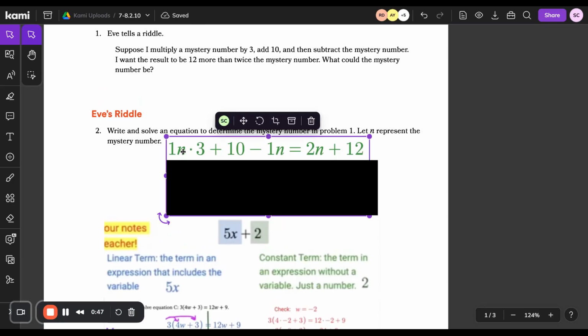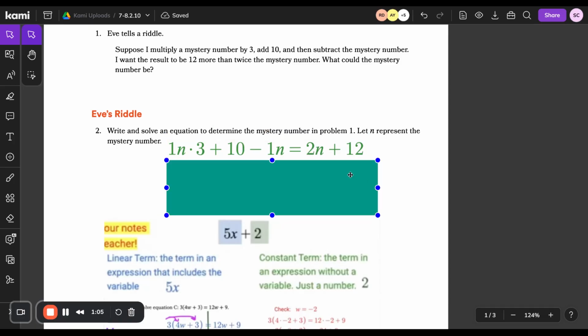So we're just going to say n or 1n, and we are going to multiply it by 3, add 10, and then it says subtract the mystery number. So our mystery number was 1n, so we are going to subtract 1n. And then it says the result, which is another way of saying equal. The result is 12 more than twice the number, the mystery number. So that is 2n plus 12.